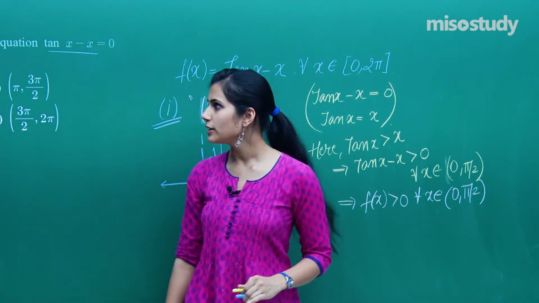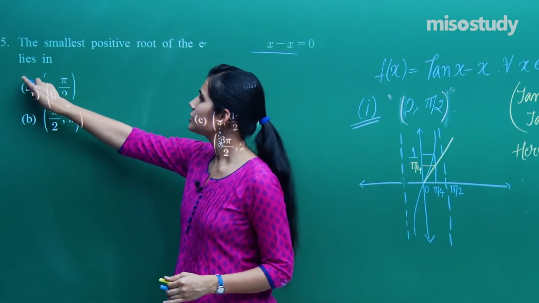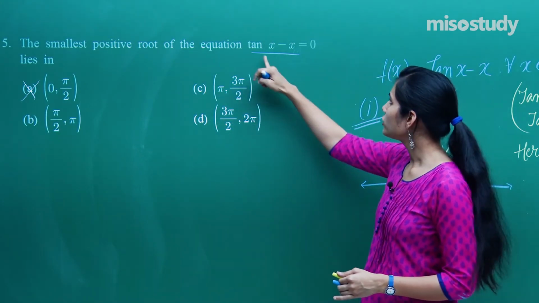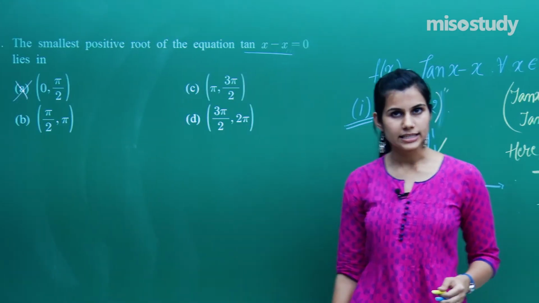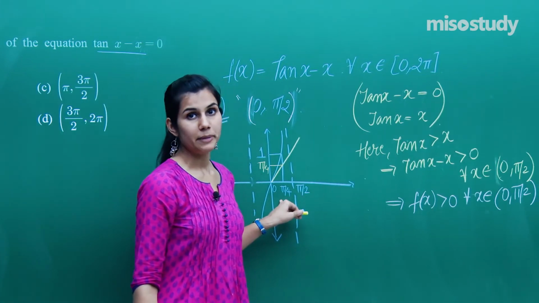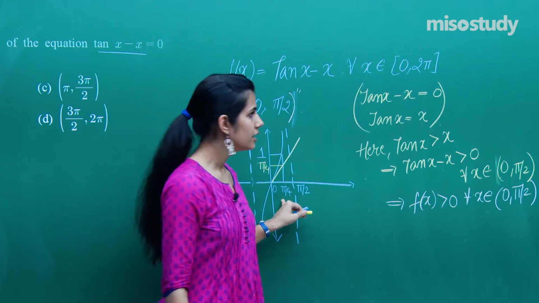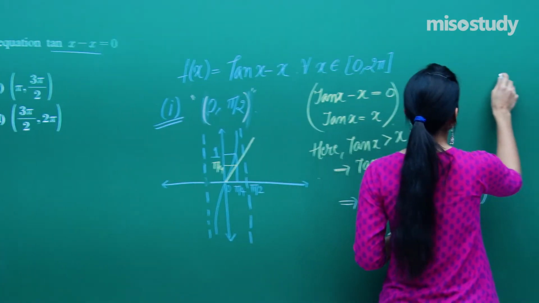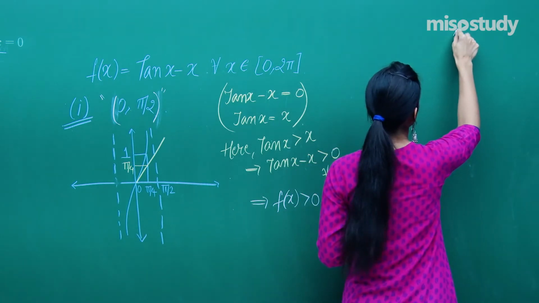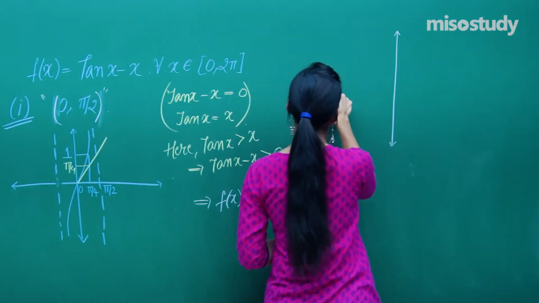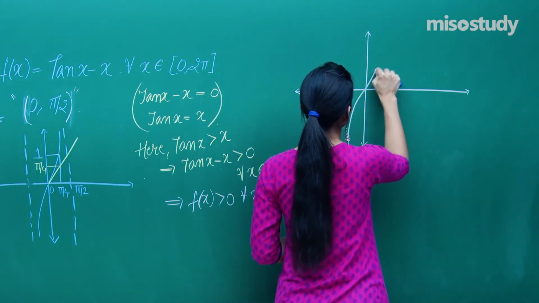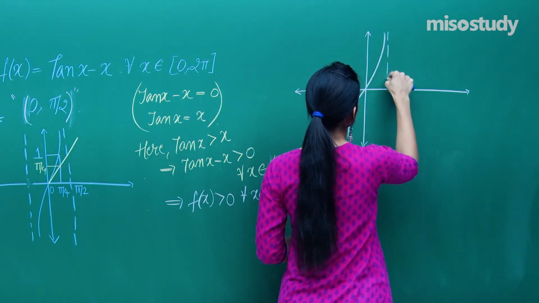So 0 to pi by 2 is definitely not the answer. There is no root lying in 0 to pi by 2. There is no x in 0 comma pi by 2 where tan x minus x can be 0, or tan x is equal to x. Okay, and 0 is not included, mind it. Next, if I talk about pi by 2 to pi, how does the tan function behave?